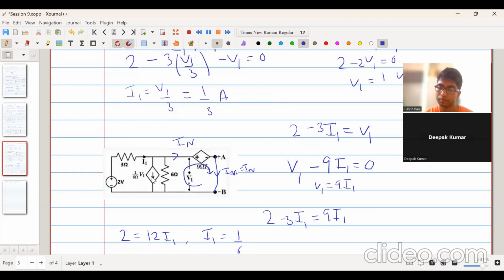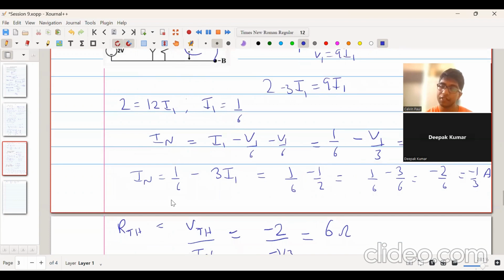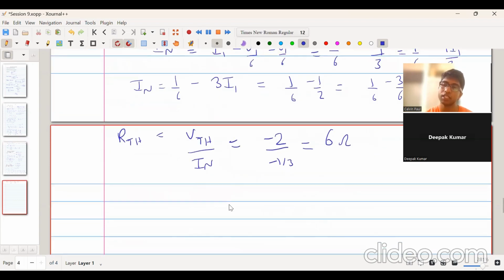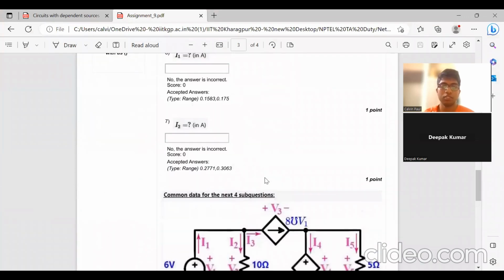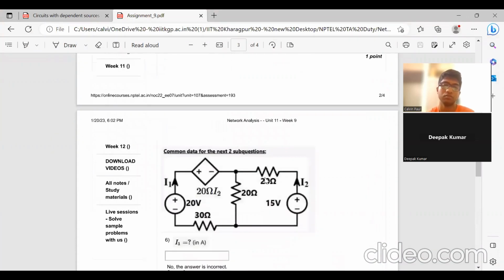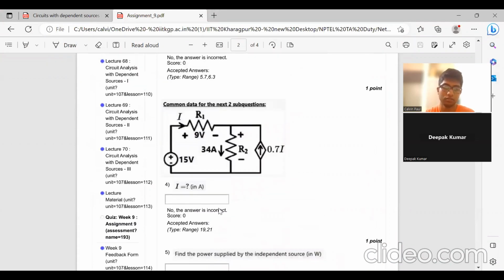Then, sir, if we shorted it, then current will not flow, so that's why we can't short it. Where? Voltage source. Yes, correct. That's why this remains in the circuit, and we get the Norton current. And then we divide the Thevenin voltage by the Norton current, and then we get the 6 ohm resistance. Okay? How many sums are there? There are three more sums.